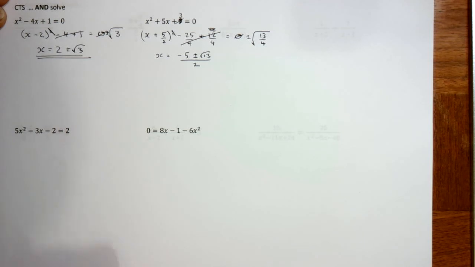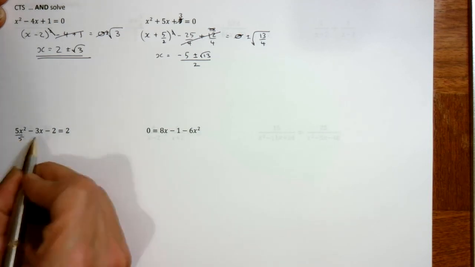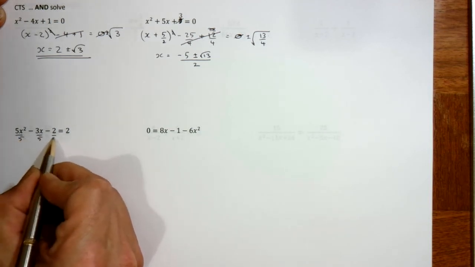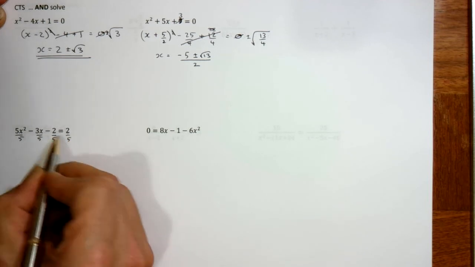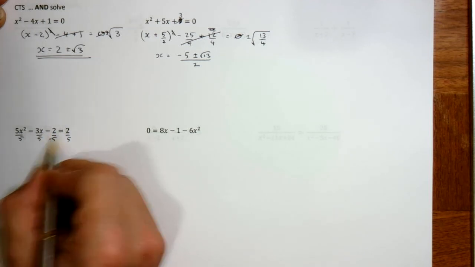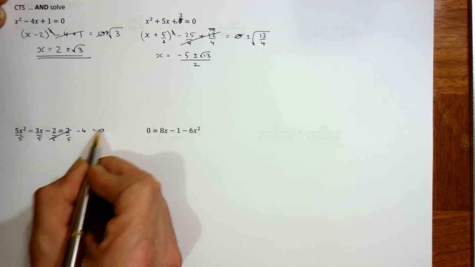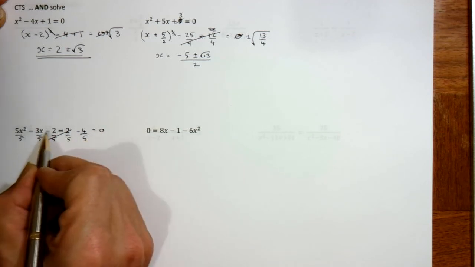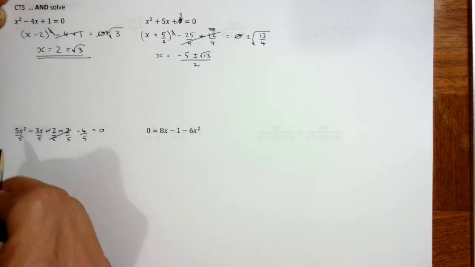When it's not 1x squared, this is where it gets a little bit more difficult using the formula. What we're going to do is divide everything by 5. Probably wouldn't write this. Don't waste time. We need to put these two together. So that becomes minus 4 is equal to 0, and then the fifths. So we got rid of that thing too.